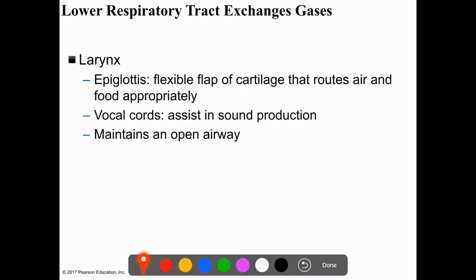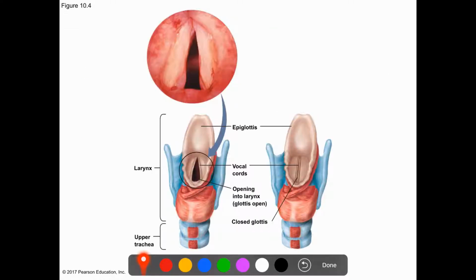For the lower respiratory tract, the first part is the larynx, and the larynx is important because it has the epiglottis, and the epiglottis is a flexible flap of cartilage that routes air and food, each to its destination. The epiglottis separates the trachea and the esophagus.